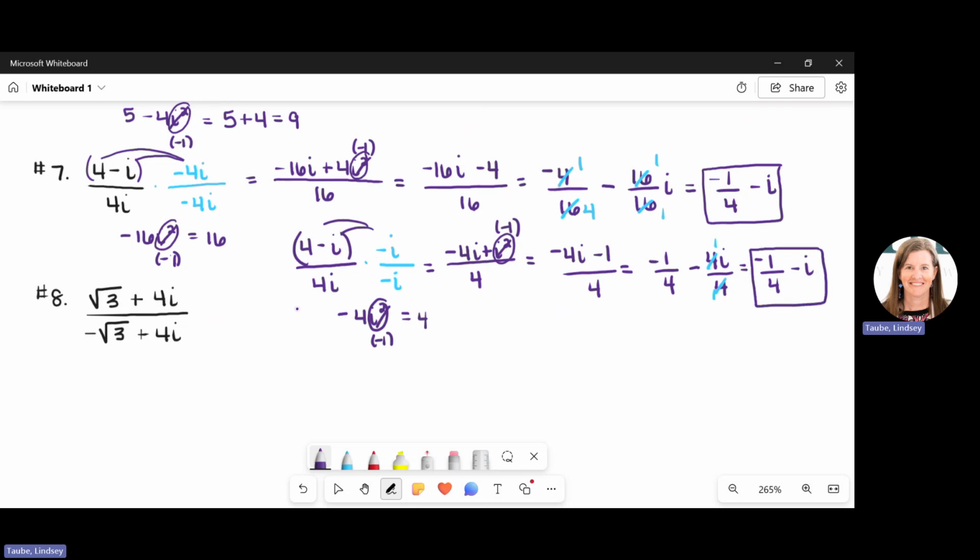So you have that option to just multiply by the negative i part as opposed to bringing the coefficient with you. I just wanted to point that out.